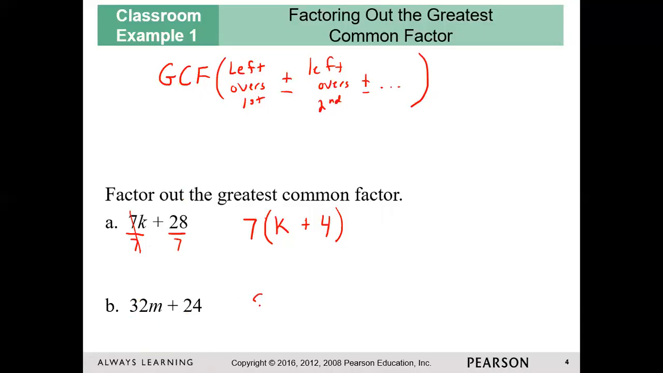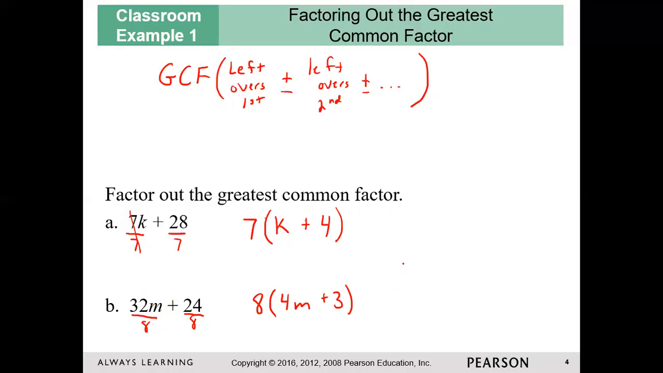So 8 is my GCF, which means I'm going to divide both of these by 8, and I'm going to figure out what my leftovers are. When you take 32m and divide it by 8, you get 4m. And when you take 24 and divide it by 8, you get 3. And you are done. So let's suppose you thought 4 was your GCF.